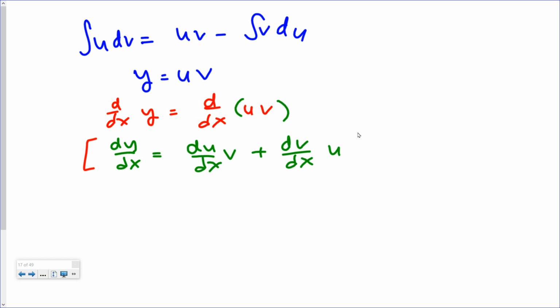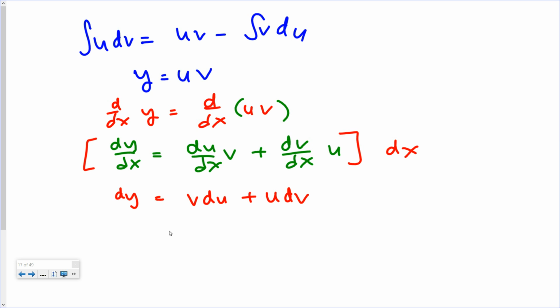Once I get that, what I'm going to do is multiply everything by dx. And the nice thing about Leibniz notation was that algebra worked with it. Okay, so I'm going to multiply everything by dx. And so I get dy is equal to v du plus u dv. And you can see my formula starting to take shape.